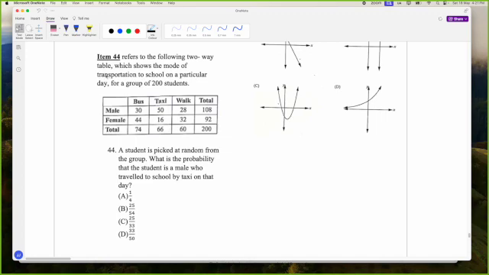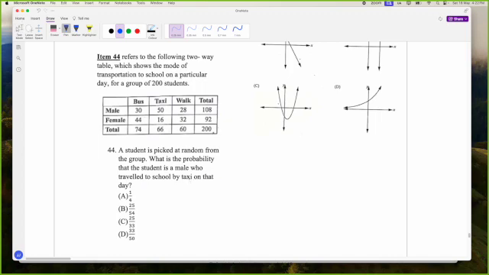Refer to the following two-way table, which shows the mode of transportation to school on a particular day for a group of 200 students. A student is picked at random from the group. What is the probability that the student is a male who traveled to school by taxi on that day?